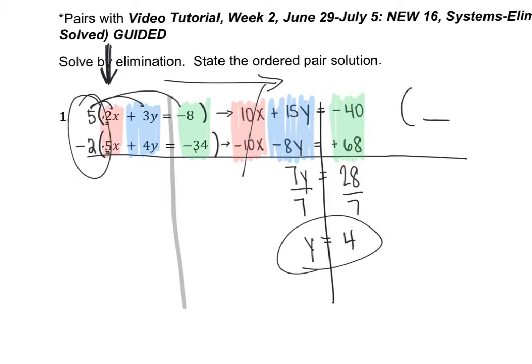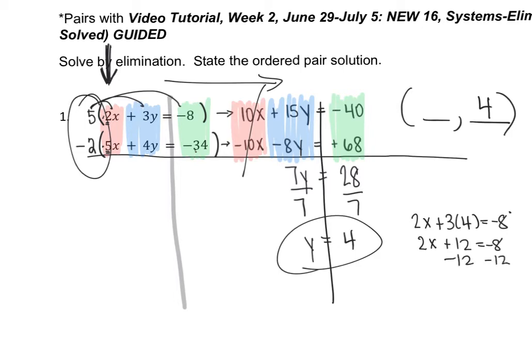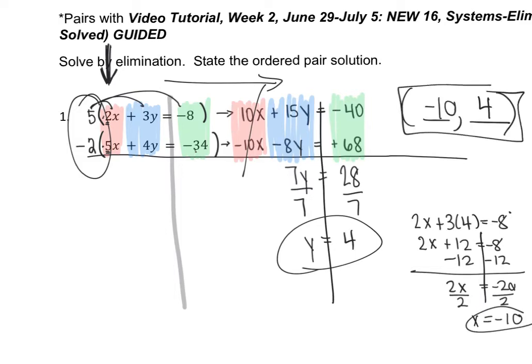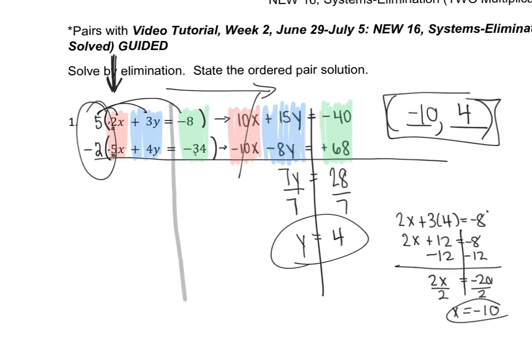Actually, after that step, right? I get the 4 here. Okay, I'm going to plug it into that first one. So I get 2x plus 3 times 4 equals negative 8. So I get 2x plus 12 equals negative 8. I subtract the 12. I get 2x equals negative 20. Divide both sides by 2. I get x equals negative 10. So I get negative 10, comma, 4. And I'm done. Let's look at number 2.